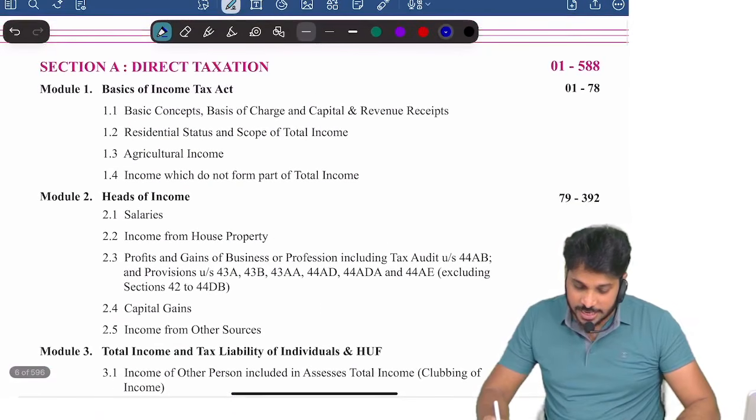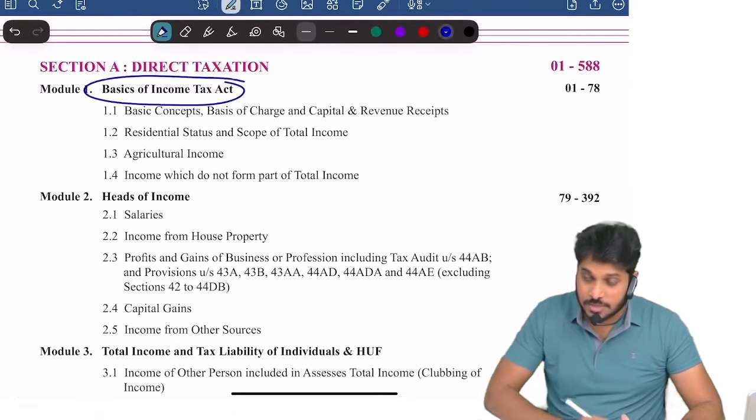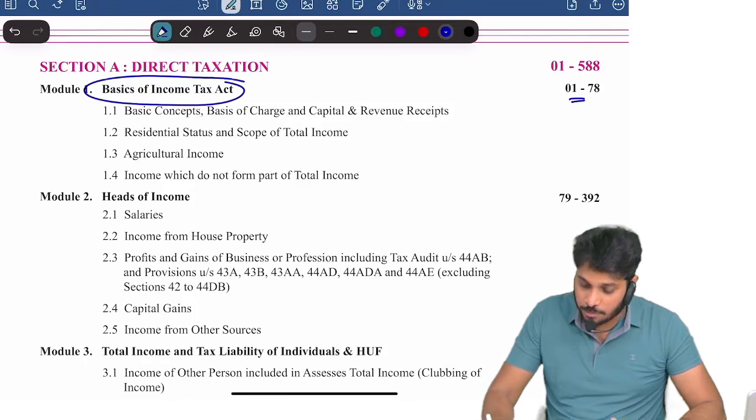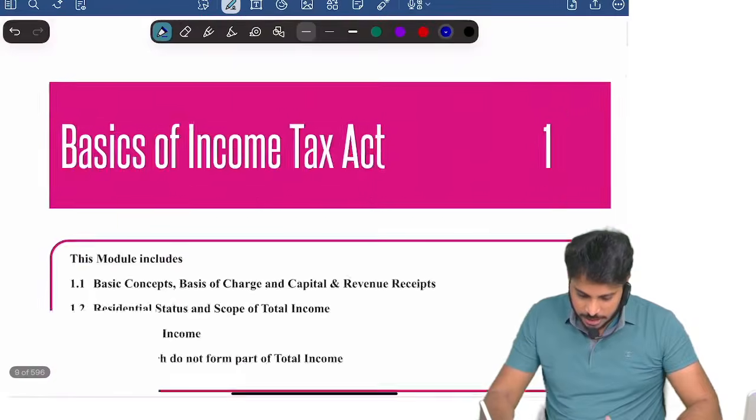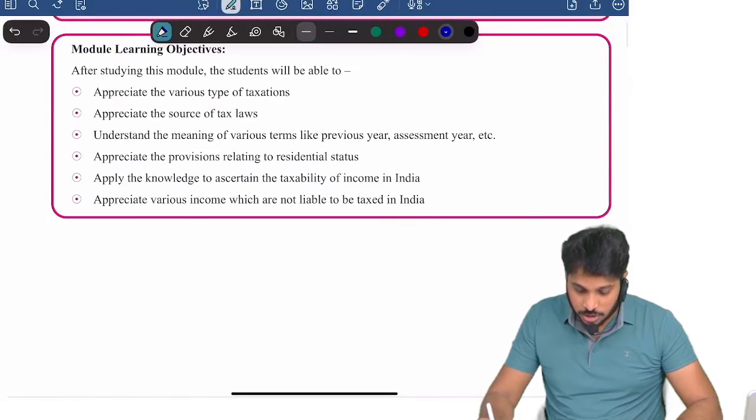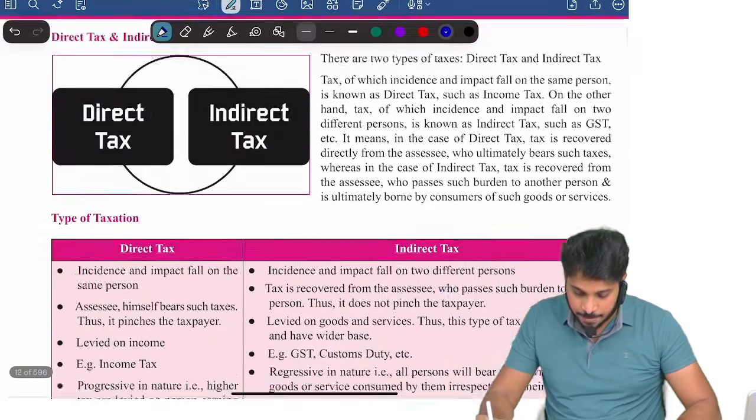Next, directly without any delay, first I will start with the basics of income tax problems. I will go from 1 to page number 78. Okay, so tell me, what are all the illustrations that were there?